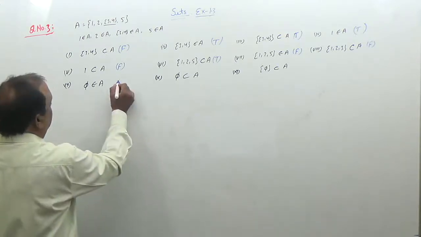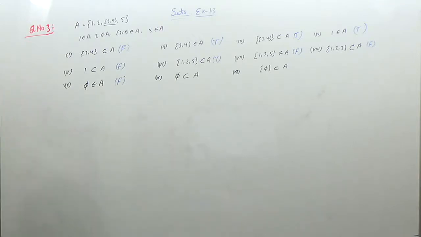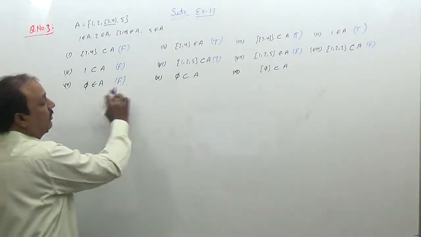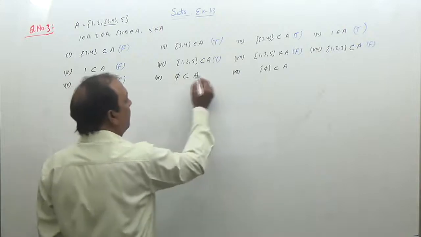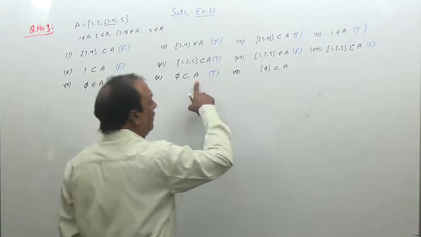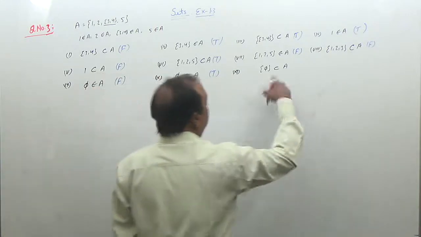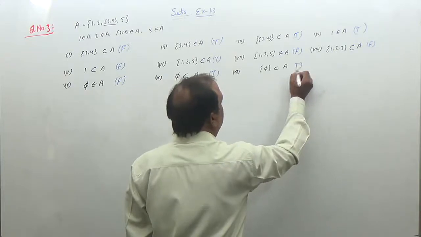This is a false statement because a set does not belong to another set. एक सेट को बिलोंग नहीं करता है तो ये रॉन्ग स्टेटमेंट है. बट दिस इज द ट्रू स्टेटमेंट बिकॉज एवरी नल सेट इज द सबसेट ऑफ every set, a null set is the subset of every set, and this one is true.